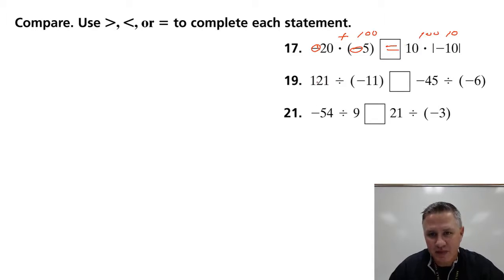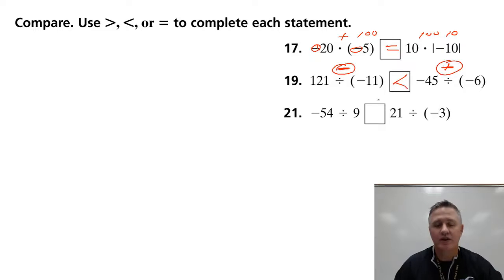Okay, next one. I have one negative on this side. That means my answer is going to be negative since we're dividing. And I've got two negatives on this side. And since we're dividing, the opposite of a negative is a positive. So I don't need to do any numerical work. I know my answer is just positive. So a positive is always bigger than a negative.